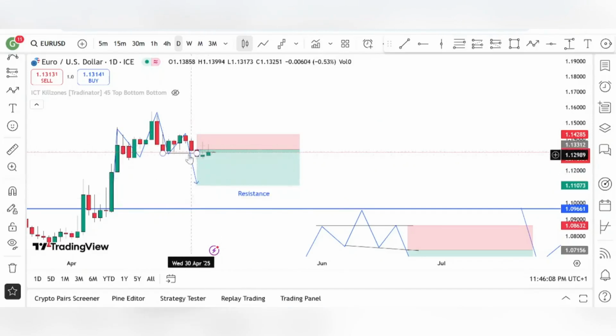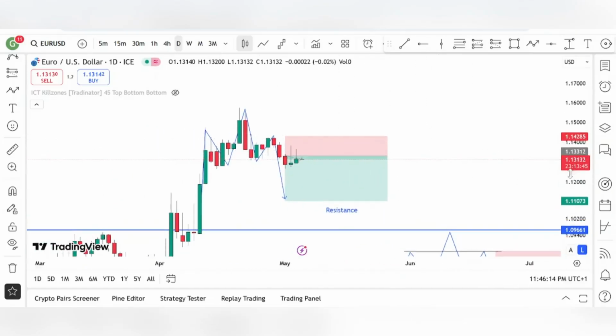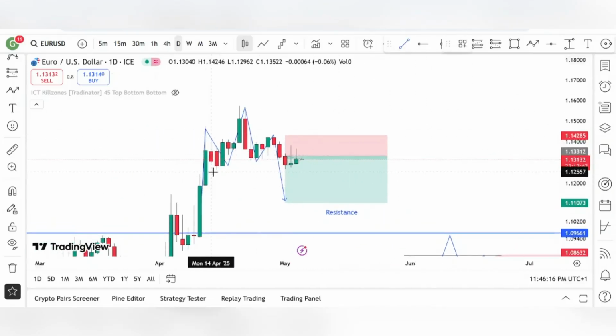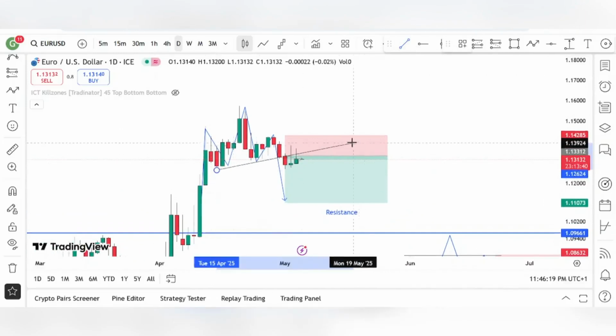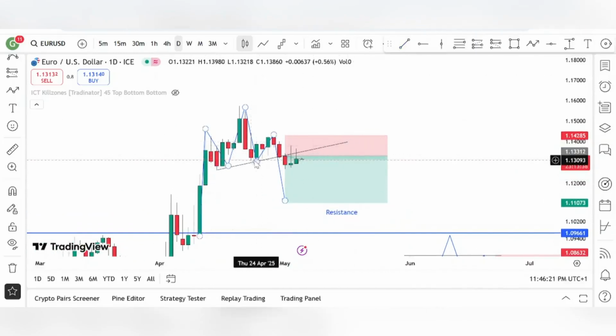So now you can see that we have just gotten an entry model. Or you can go to the lower time frame and see what price is doing. But being in the higher time frame will give you the most precise trade. Or then you can do what we call counter trend.